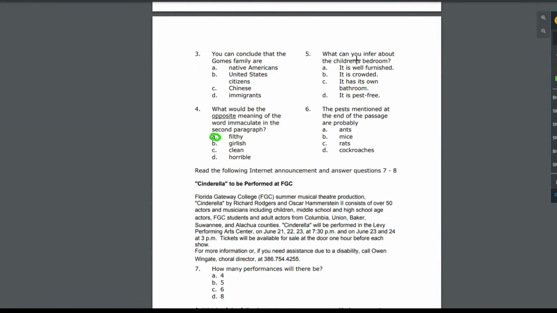All right, number 5. So we're back to another inference. It says, what can you infer? So remember, we're using facts to come to this decision about the children's bedroom.